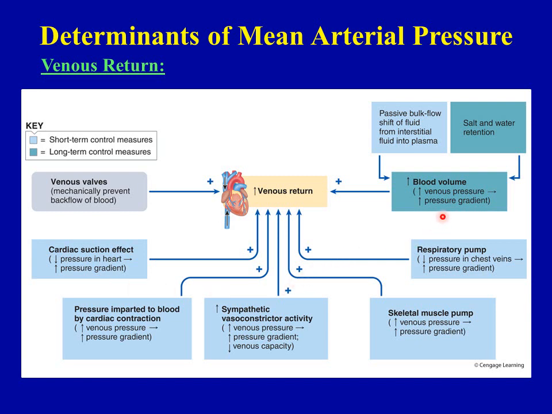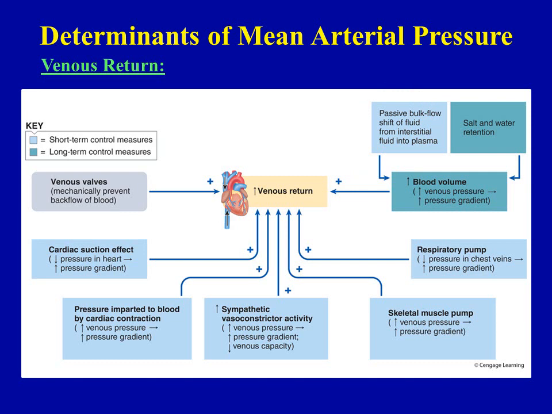Another important factor that affects the venous return is the blood volume. If we have higher blood volume, this will increase the venous return. High blood volume means we have higher venous pressure, and we have a higher pressure gradient between the vein and the right atrium, and this will lead to a better venous return. Blood volume is affected by the renal salt and water retention, and also by another factor, which is the passive bulk flow shift of fluid from the interstitial fluid into the plasma, and I will discuss this in one of the coming slides.